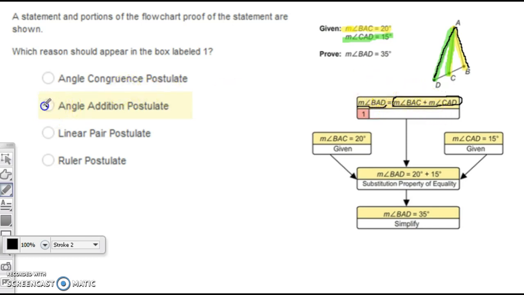That's called the angle addition postulate. None of these others would make sense. Angle congruence postulate says that they have to be congruent, and we know one's 20 and one's 15. Linear pair says that two angles form a straight line, so that's not it. And the ruler postulate just says that you can count the length or measure the length.